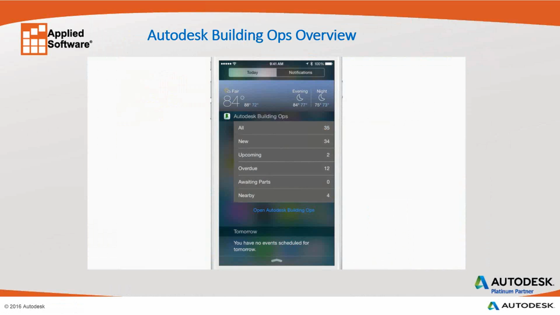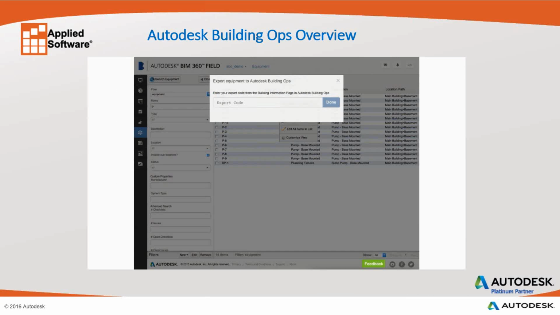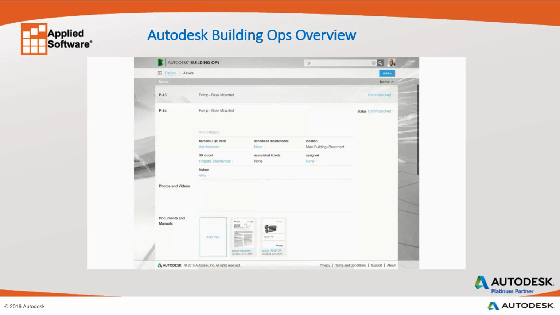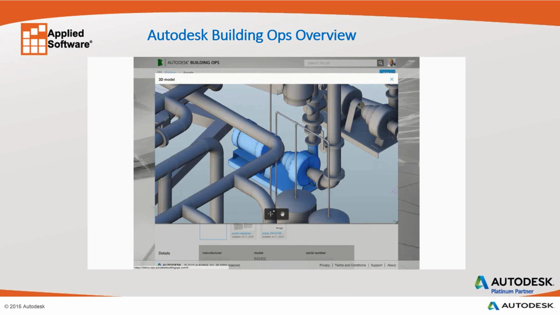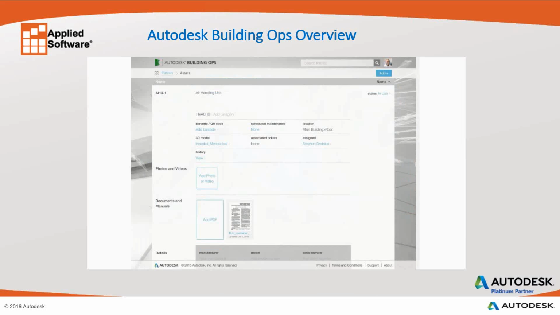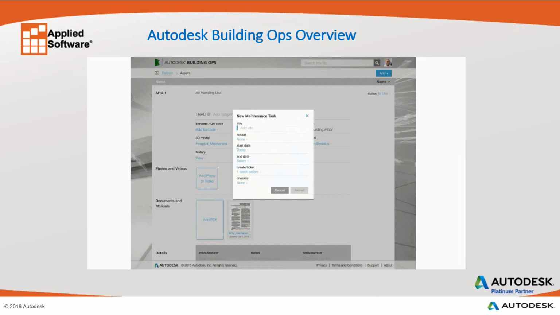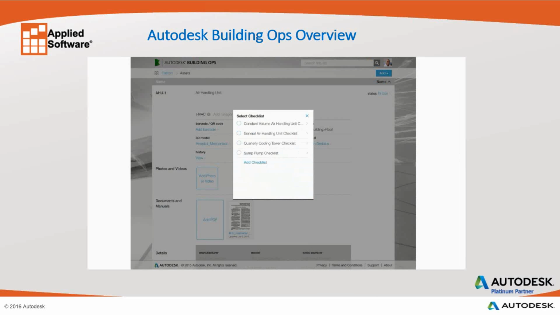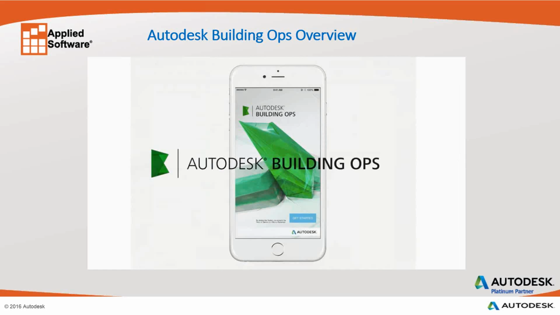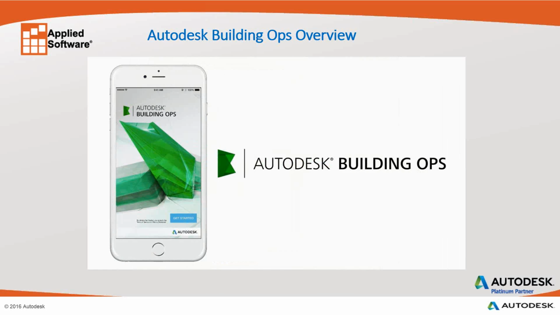On your iPhone, you can integrate Building Ops with the Today view, providing quick access to a summary of activity. Exporting equipment data from BIM 360 Field makes operating your new building on day one a possibility. Scheduled maintenance tasks and reusable checklists make setting up a preventative maintenance program easy. Building Ops helps provide a better handover experience and helps you begin operating your building on day one by connecting BIM asset data to those who need it most.